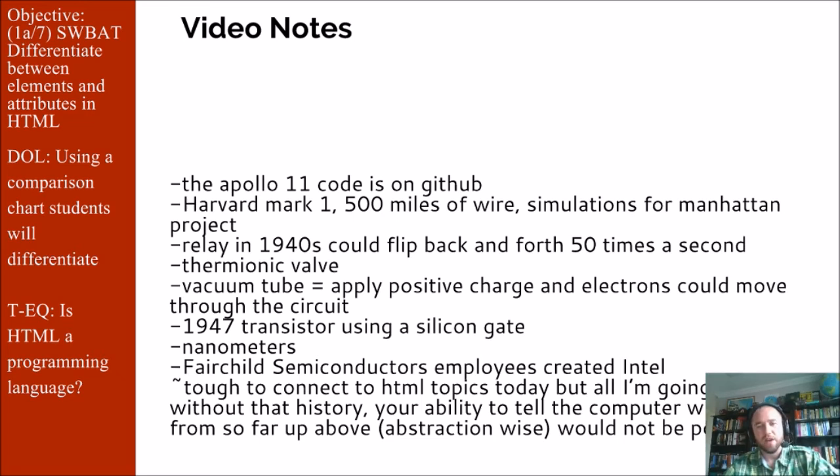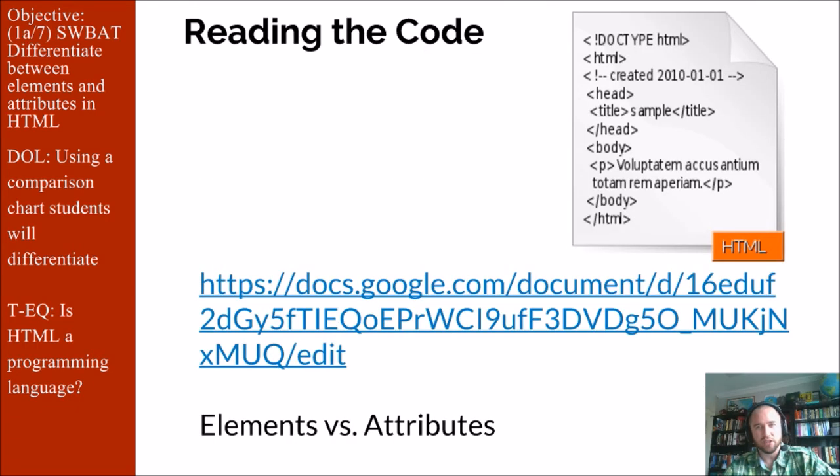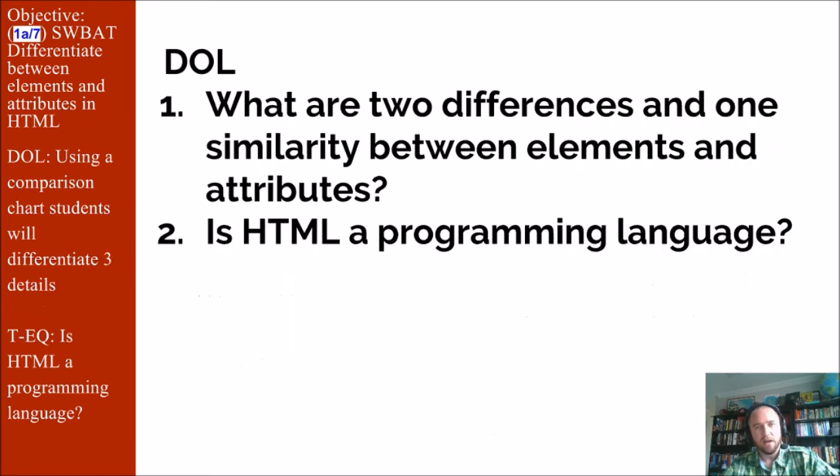But I'm going to say that without this history, your ability to tell the computer what to do with these elements and attributes would be impossible. So we're working at a really high level, abstraction-wise. Eventually you'll learn how the computer is taking your code, taking your directions, and then doing something with it. So with that, in class we'll go ahead and begin the reading.